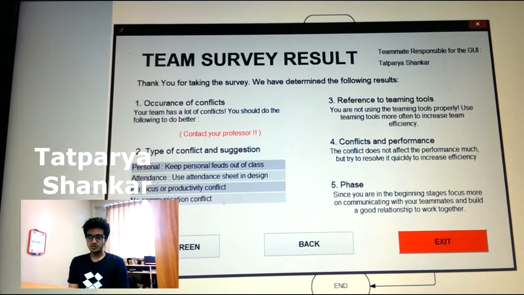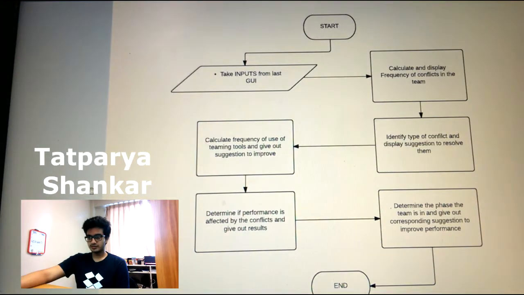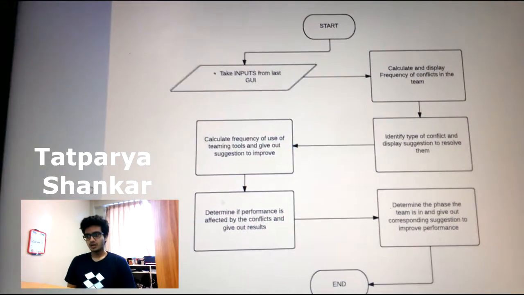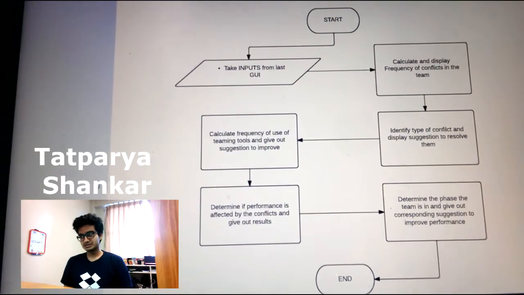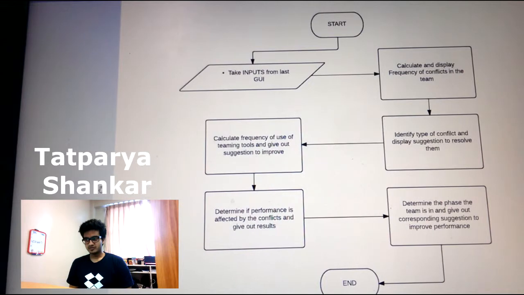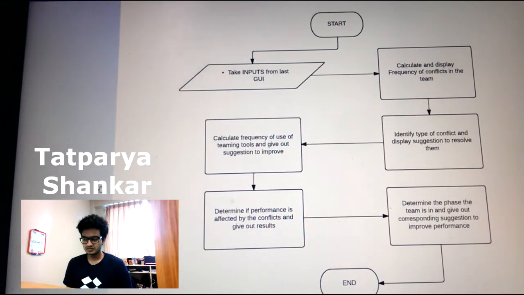So, what the GUI basically does is take input from the last GUI, which is the input screen called the team survey page. It takes inputs for various things like frequency of conflicts, type of conflict, frequency of use of teaming tools, if the conflict affects the performance of the team, and last, the phase the team is in.